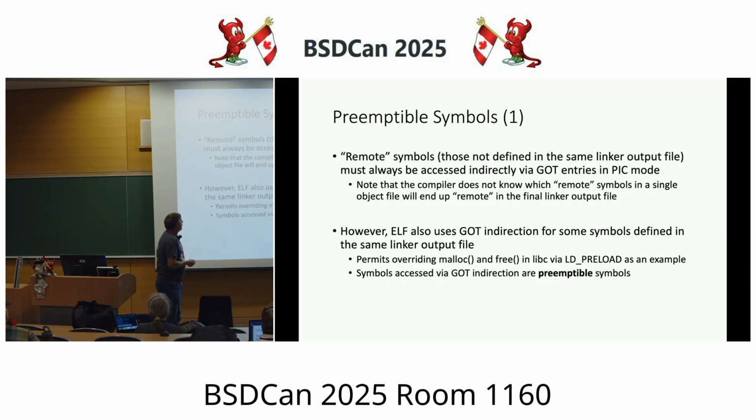So instead, what we have in ELF is a notion that some symbols are preemptible and some symbols are not. A preemptible symbol is any symbol that goes through GOT indirection. Even if it's defined in the same .o file, the same object file, or the same shared library, we're not going to access it directly. We're always going to go through the GOT to find our pointer to access it, because it may point to our version of the symbol, or it may not.